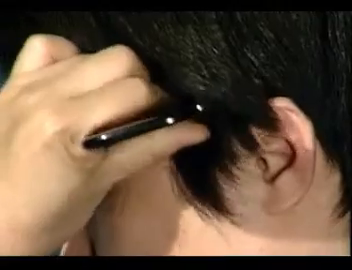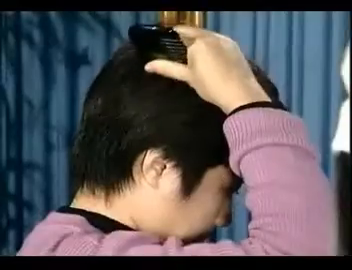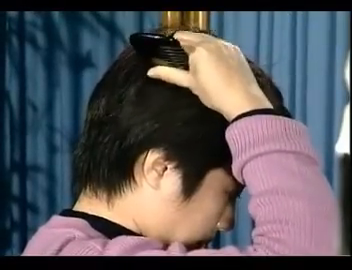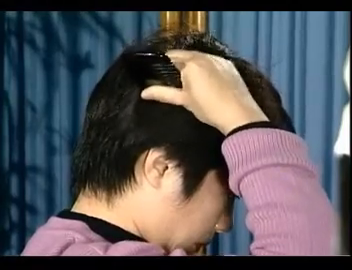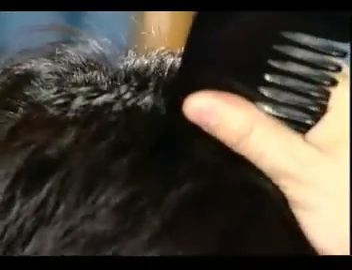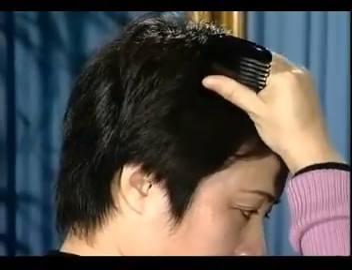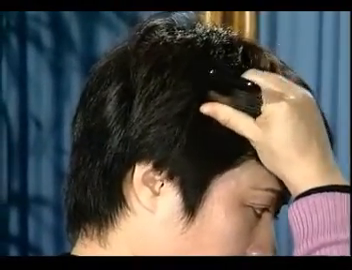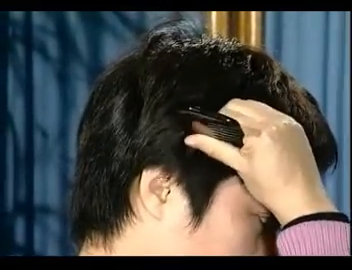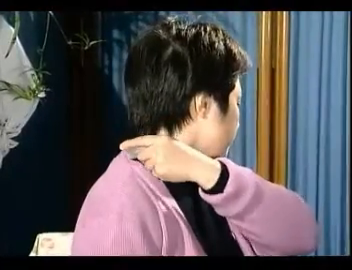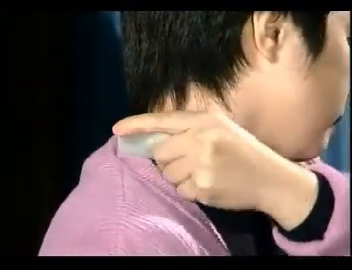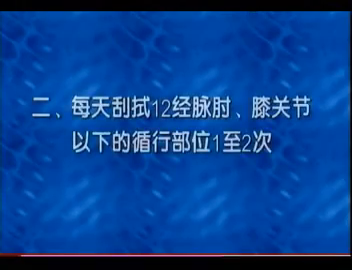Anterior oblique region of vertex temporal from GV21 to GB6. Posterior oblique region of vertex temporal from GV20 to TE20. Both regions correspond to the lower limbs, lumbar sacral portion, upper limbs, and lateral sides of the head from upper to lower respectively. Shoulder and neck. Scrape from upper to lower, from medial side to lateral side.